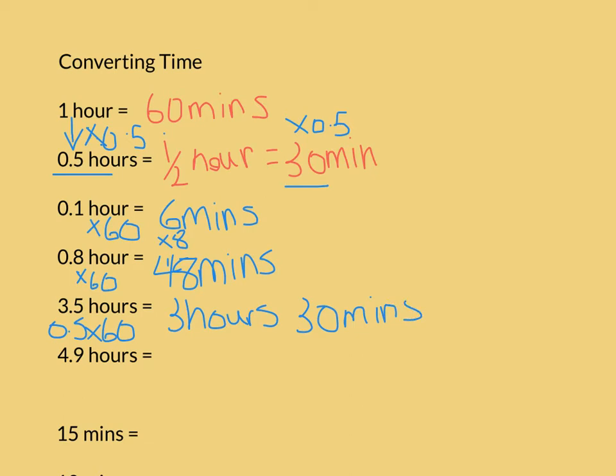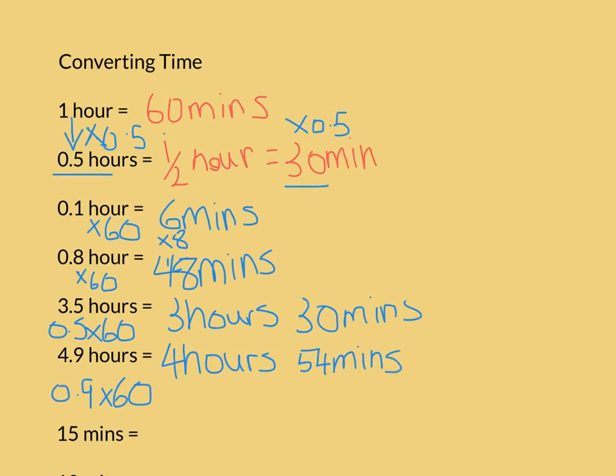4.9 hours. Now this is usually where, if you were to accidentally use it as 4 hours and 90 minutes, it would make absolutely no sense. So please, please, please don't do it. We're looking at 4 hours and 0.9 of an hour. I'm going to have to do 0.9 times 60 to figure out how many minutes that is. This is 54 minutes.